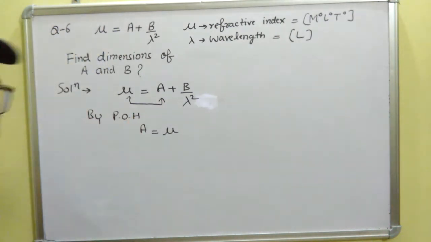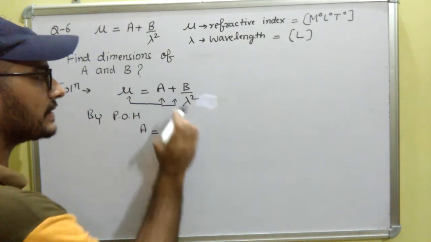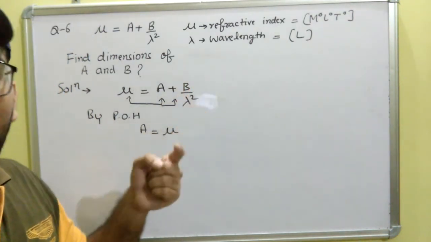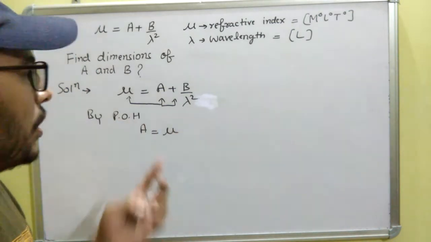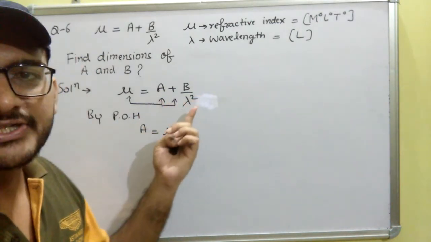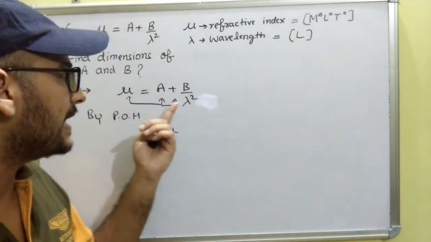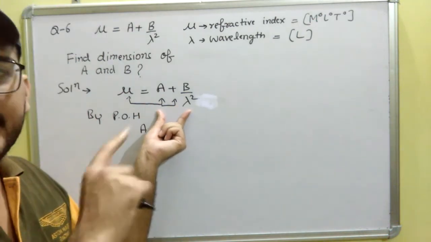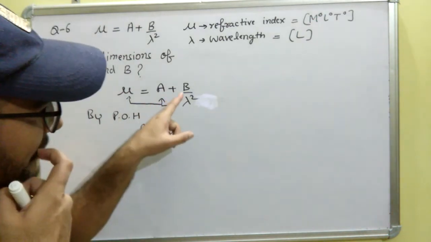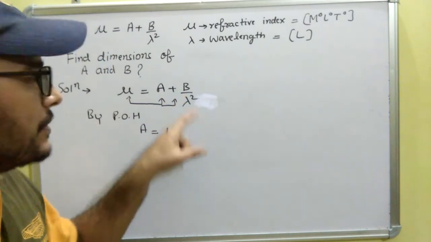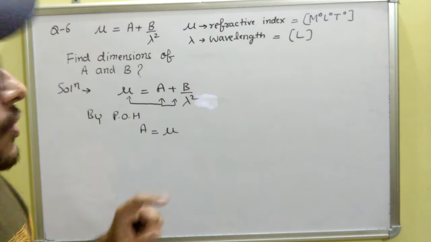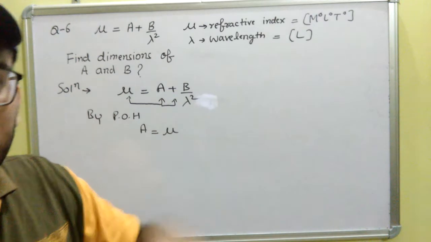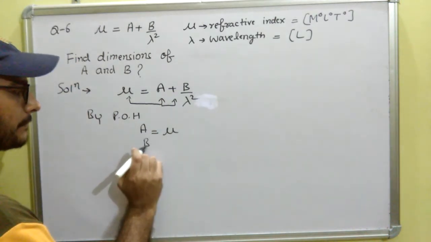Now when I move further I find a plus sign, and after the plus we have b upon lambda square. Now again according to the principle of homogeneity we know only same dimensions can be added or subtracted. Here A is getting added to b upon lambda square, and both can be added only if they have the same dimension formula. So whatever is the dimension of A should be the dimension of b upon lambda square, and the dimension of A we just calculated is equal to mu. So the dimension of b upon lambda square will also be equal to refractive index.